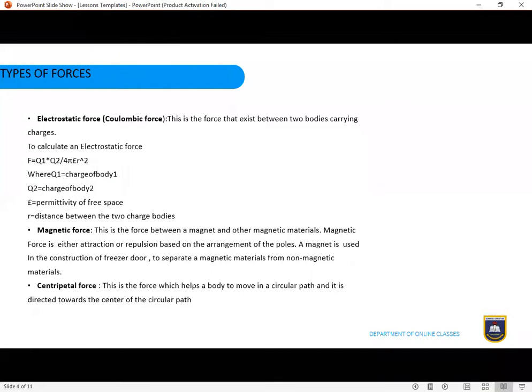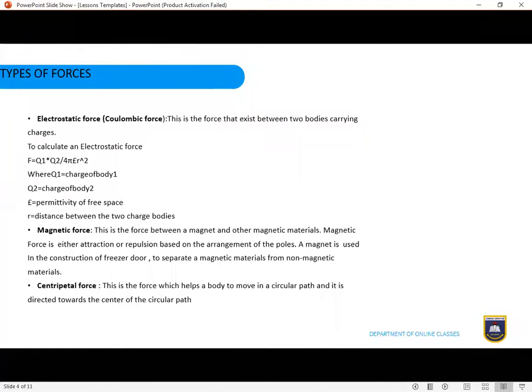As you can see in the note, this is the force between a magnet and other magnetic materials. That means if you bring a magnet near a non-magnetic material, there's not going to be any reaction between them. Continuing the slide, magnetic force is either attraction or repulsion based on the arrangement of the poles. We have two poles, the north pole and the south pole, and attraction only occurs at the poles.